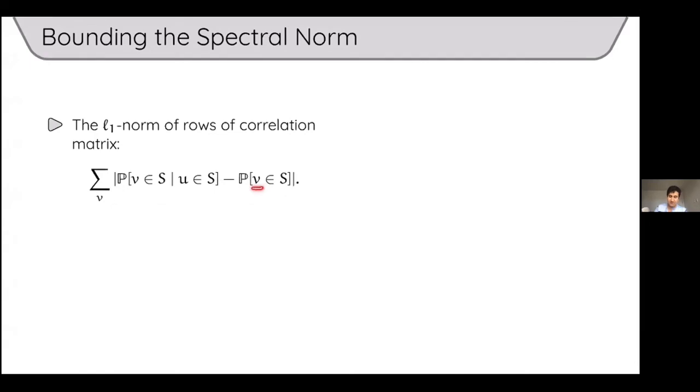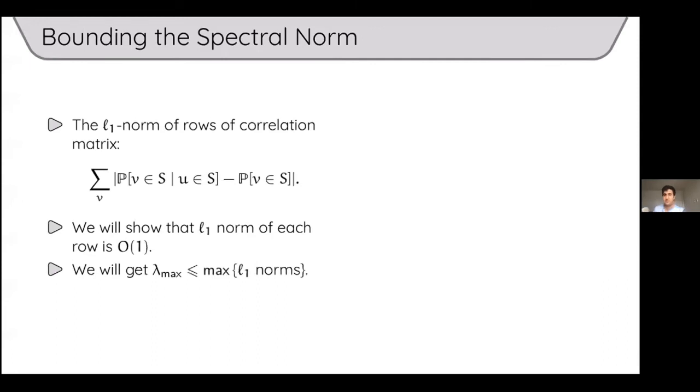Basically, for any blue vertex U, we show that the number of other vertices V that are highly correlated with it is bounded, in the sense that the sum of all of these correlation measures is bounded by a constant. Okay. And if you show that the L1 norms of rows of a matrix are all bounded by a constant, then you get automatically that the maximum eigenvalue is bounded by that constant as well.